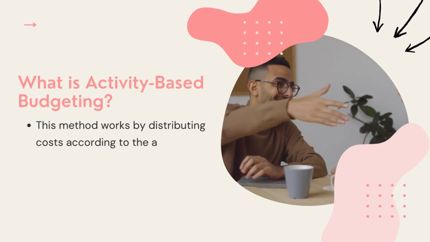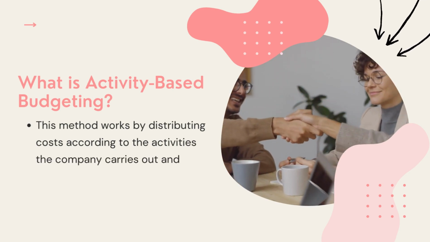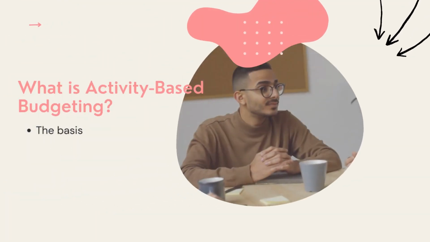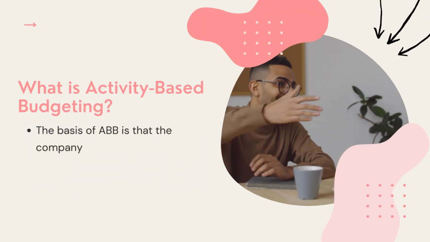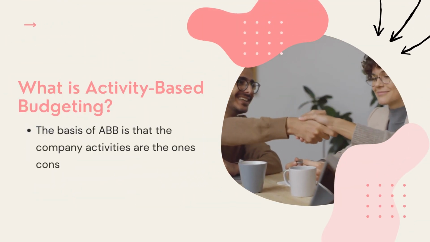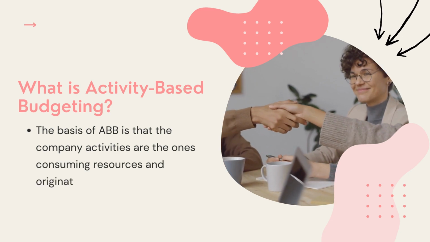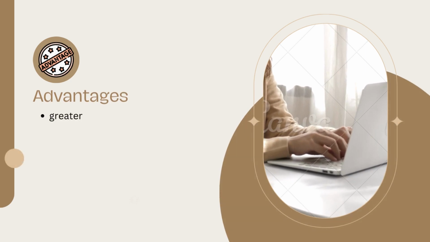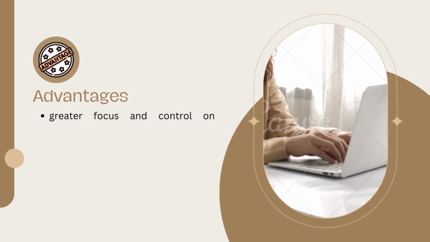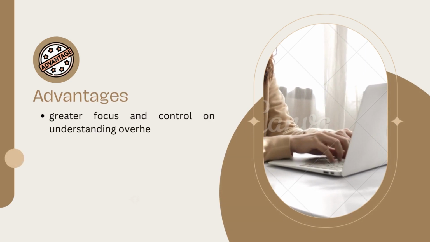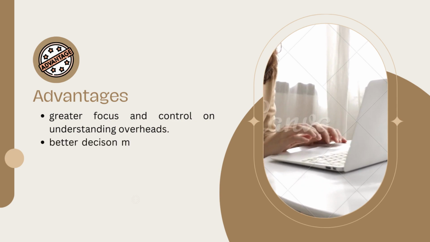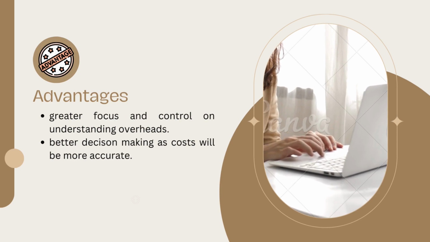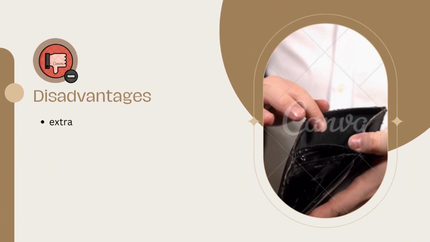The next technique of budgeting is activity-based budgeting. What is activity-based budgeting? It's a system for researching, recording, and analyzing the activities that lead to the cost in a company or business. This method works by distributing costs according to the activities the company carries out and is used in cost accounting. The basis of activity-based budgeting is that the company's activities are the ones consuming resources and originating costs.